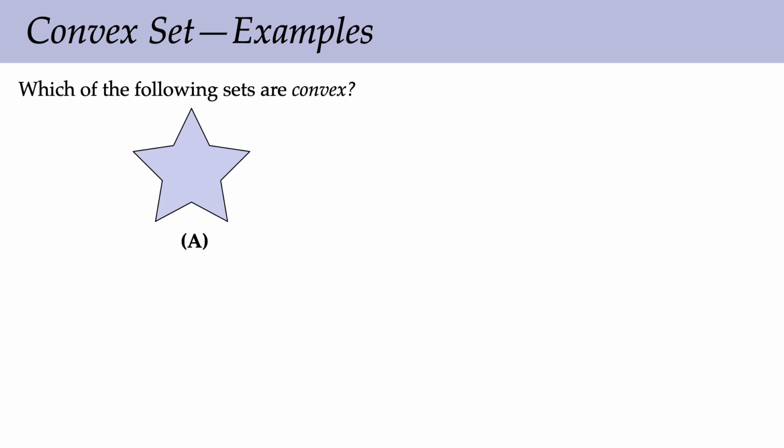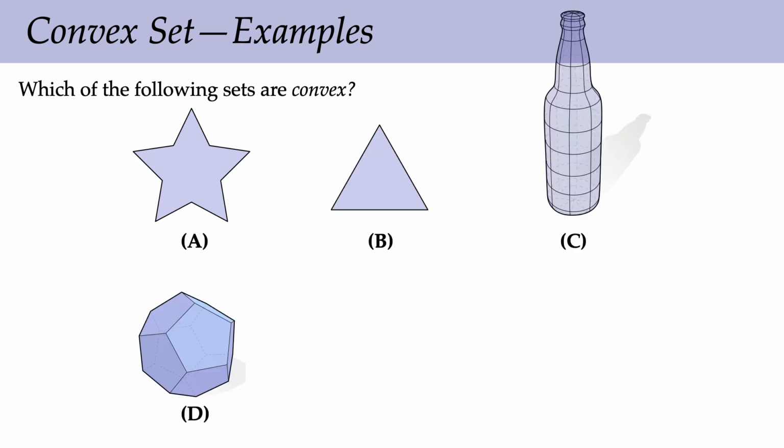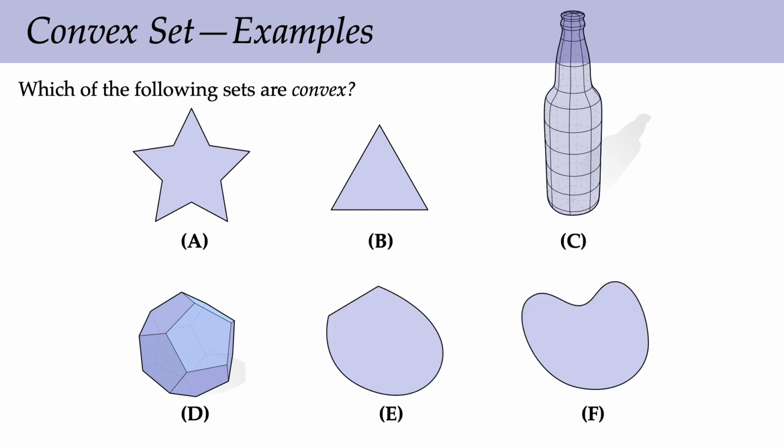We have a star, a triangle, a bottle, a dodecahedron, some blob with a piece cut off, and then just some other blob. Just from looking at these pictures, without getting a formal definition, which of these shapes do you think are convex? I'll let you think about that for a second.